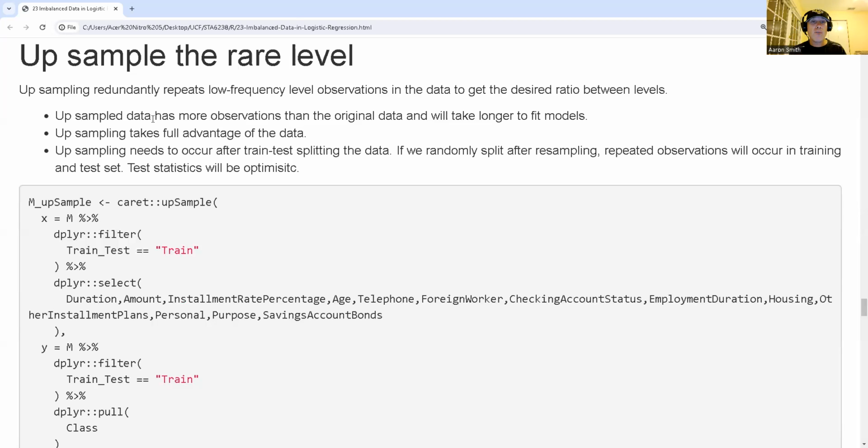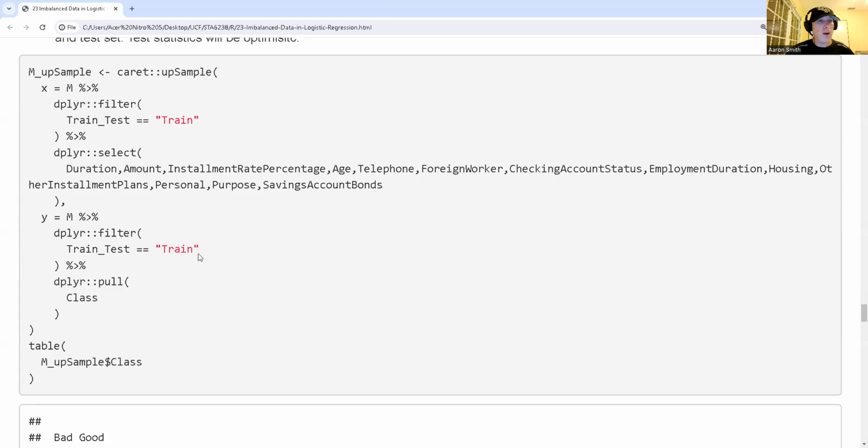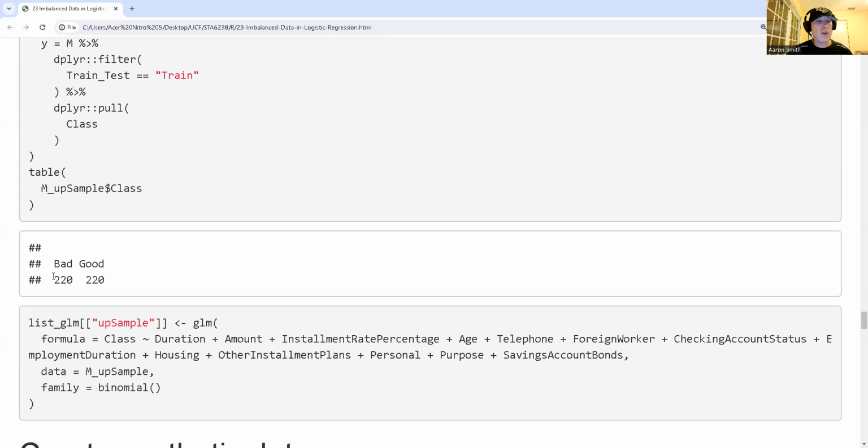Upsampling needs to occur after the train test split of our data. If we randomly split after resampling, repeated observations are almost guaranteed to occur in both training and test. And so our test statistics are not going to come from unseen data. We won't have that honest estimate. All right, so here's my training data, and you'll notice that I am upsampling it. And I just use my upsampled data to fit. And you'll notice that now I've repeated observations from the bad case, and then boom, I fit my model.